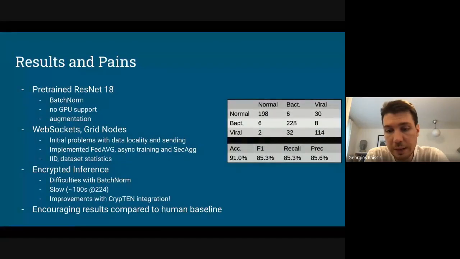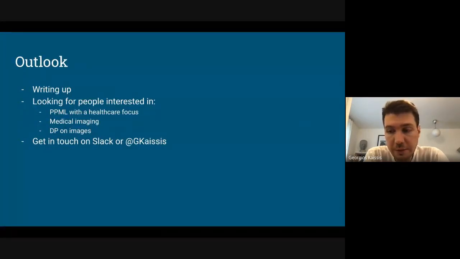We're hoping to now write this up and publish it. We're aiming to get this out because there are few proofs of principle in even real world applications at the moment. We're also looking for anyone interested in privacy preservation with a healthcare focus, medical imaging, especially differential privacy on images. Please get in touch with one of us, either me, Jonathan, or one of the other guys, or on Twitter. Thank you very much.